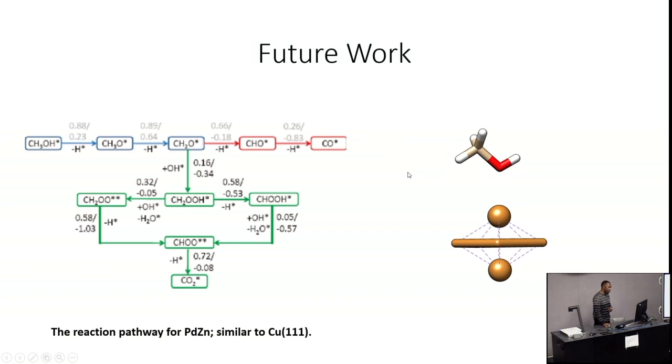But we also saw that on copper, this carbon monoxide molecule absorbs weakly. So the fouling or the deactivation of the catalyst might not be a problem.